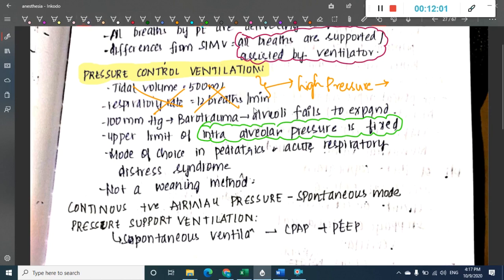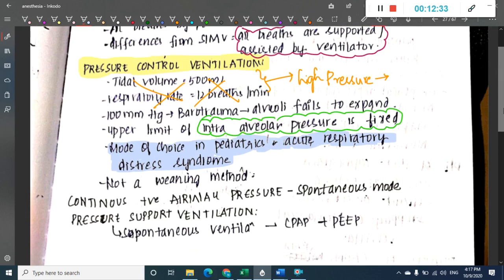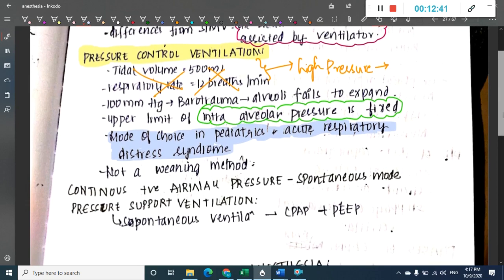This is the method of choice especially in pediatrics, because pediatric patients have small alveoli and small lungs. You can't give a high amount of volume, because those lungs can't withstand high volumes and high pressures. It is also a method of choice for acute respiratory distress syndrome. In ARDS, there is already hyaline membrane damage, already damage going on in the respiratory membrane, in the alveoli. Increasing pressure there might cause alveolar rupture, so to prevent that, we fix the intra-alveolar pressure.